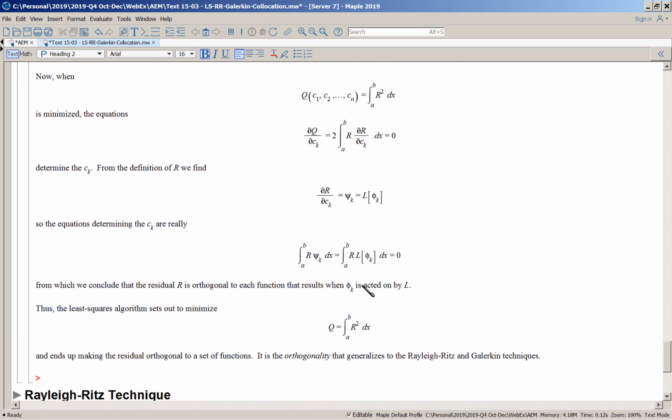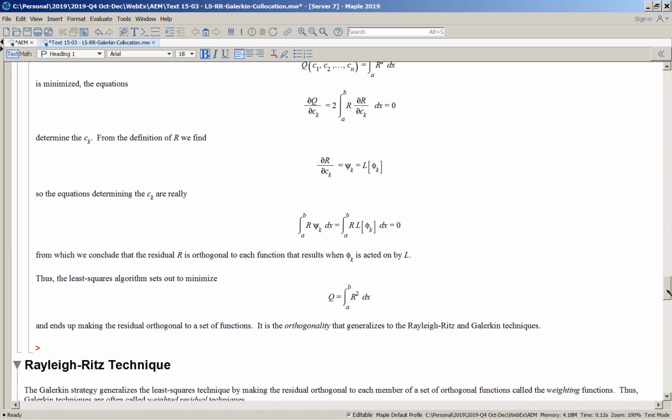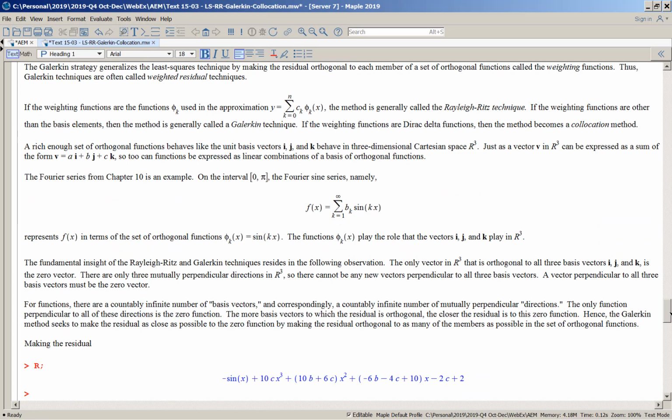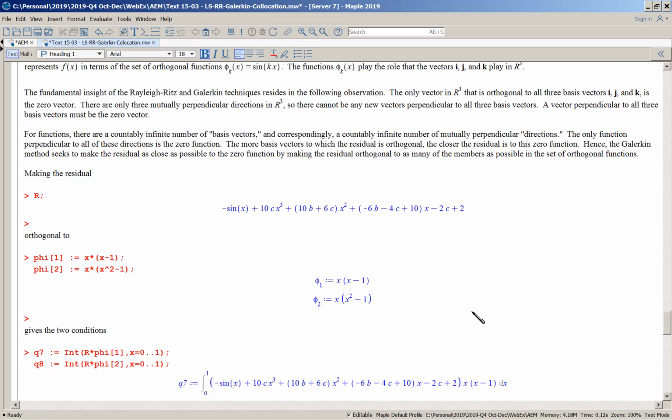That leads to the generalization that orthogonality is the key here, and in the other techniques we'll look at, we will see that instead of making R orthogonal to L on a basis function, we'll make R orthogonal to other functions and see if that improves the approximation. So in the Rayleigh-Ritz technique, we make the residual orthogonal to the basis function, not L acting on the basis function, but directly orthogonal to the basis function.